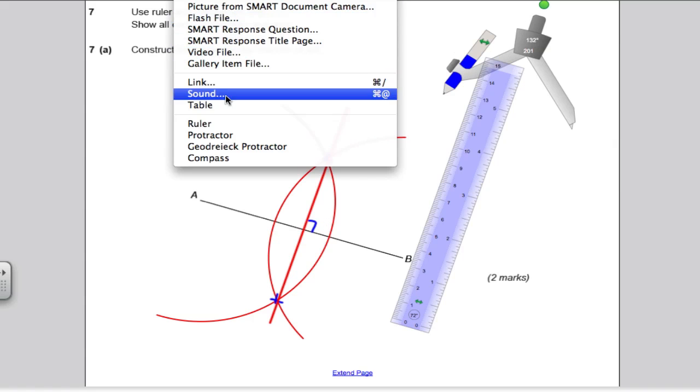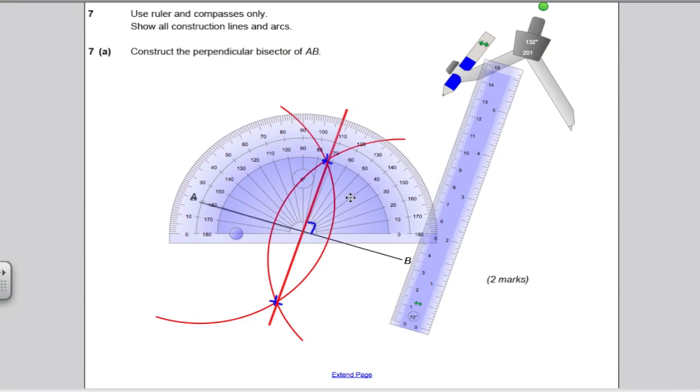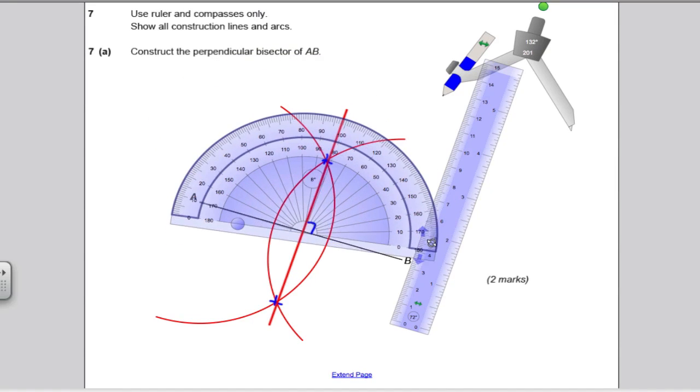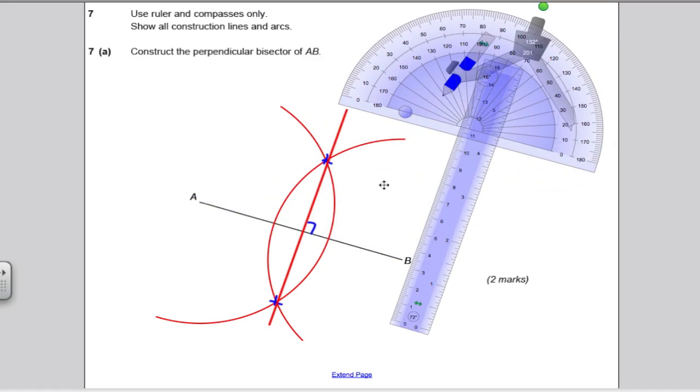You could check, let's just check with our protractor if that actually turned out right. Is that a 90-degree angle? And looking at it, it's pretty spot on 90 degrees. And with a ruler we could measure that is about halfway between. So we've worked out our perpendicular bisector.